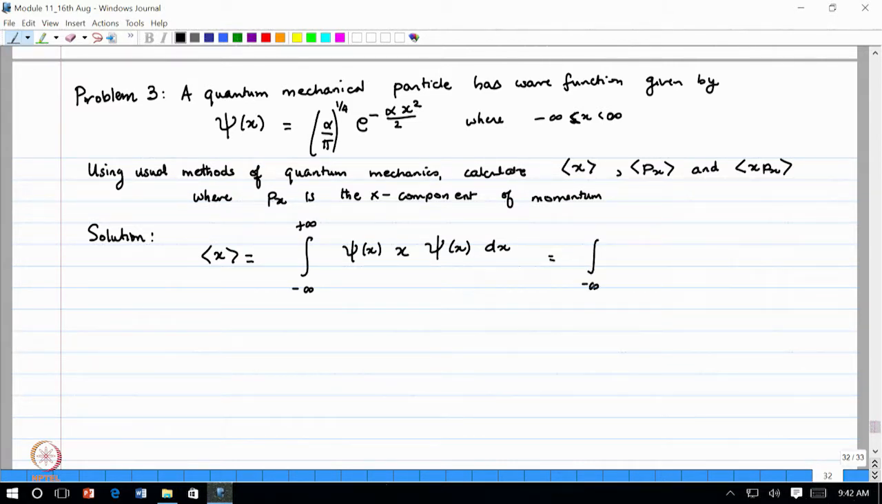integral minus infinity to plus infinity, (alpha by pi) raised to half, x e to the minus alpha x square. So I have x square by 2, but I am multiplying it twice by itself, so I get this, and clearly this is equal to 0.